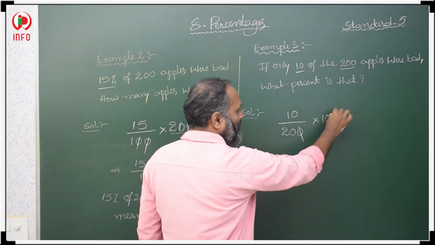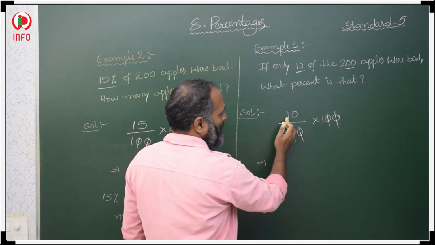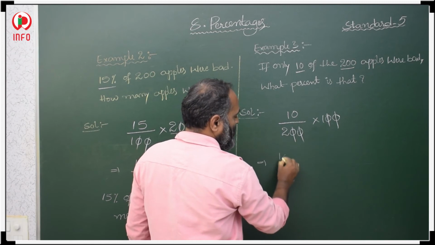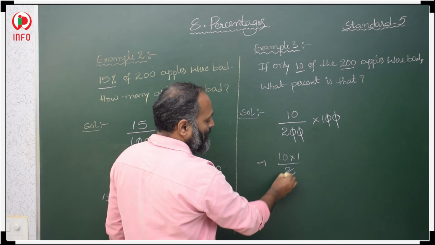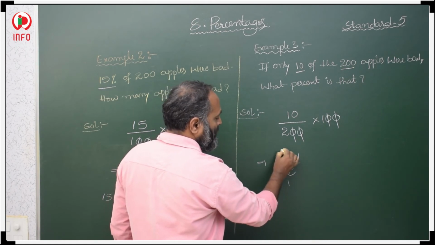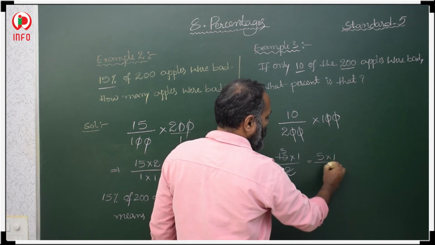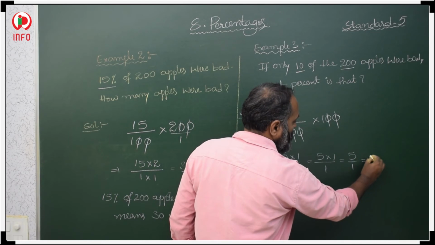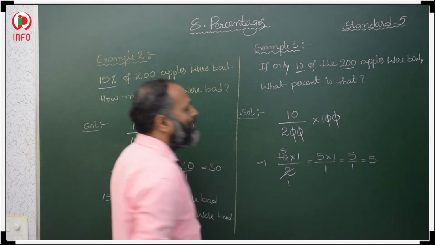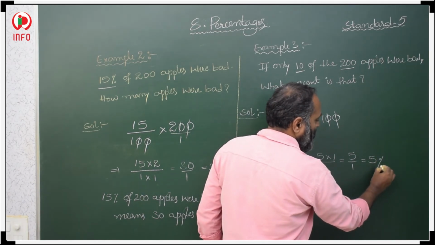Then 10 and 10 get cancelled. After that, in the numerator, 10 into 1 by 2. Now you cancel with 2. 2 ones are 2, 2 fives are 10. In the numerator, 5 into 1 by 1. 5 ones are 5. 5 by 1 is 5. So 5% of the apples are bad.